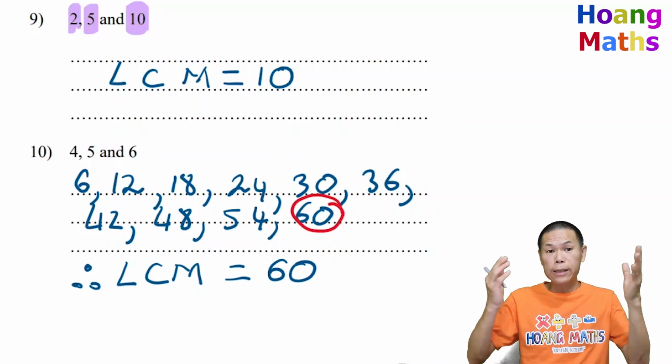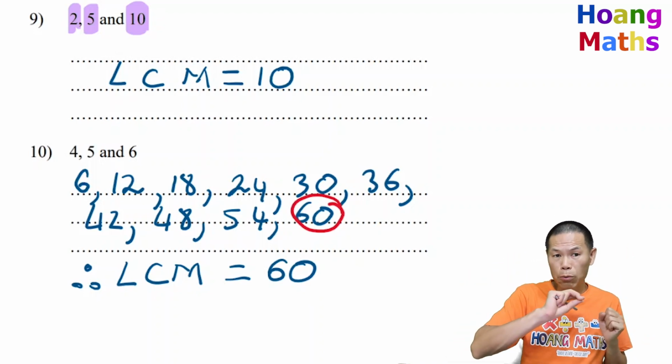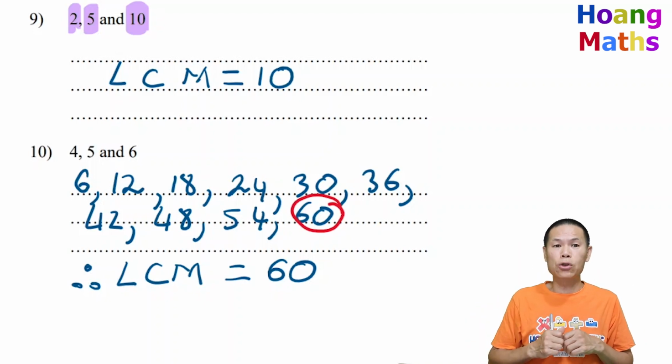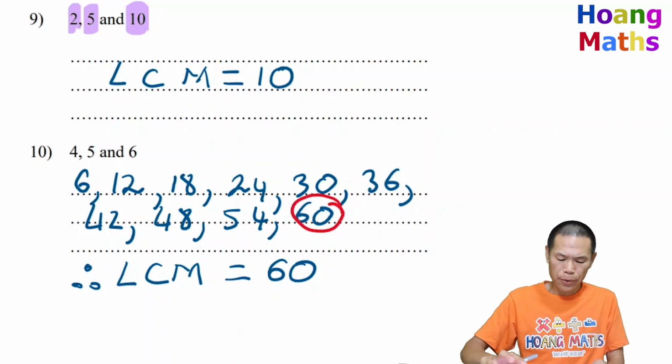Of course, if you cannot see it this way, you list the multiples of 4, list the multiples of 5, and list the multiples of 6 until you see the common number. So that's your lowest common multiple of those 3 numbers there.